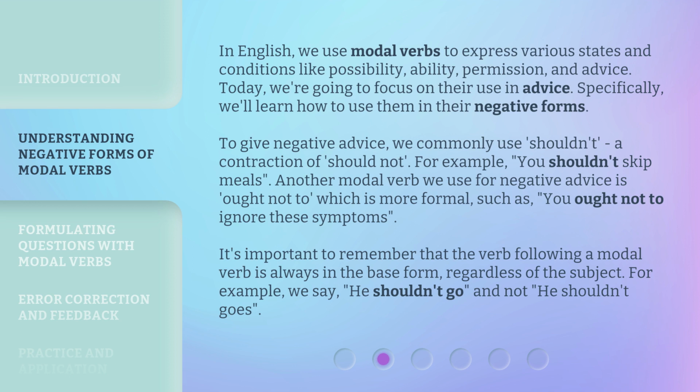Another modal verb we use for negative advice is ought not to, which is more formal, such as you ought not to ignore these symptoms. It's important to remember that the verb following a modal verb is always in the base form, regardless of the subject. For example, we say, he shouldn't go, and not, he shouldn't goes.